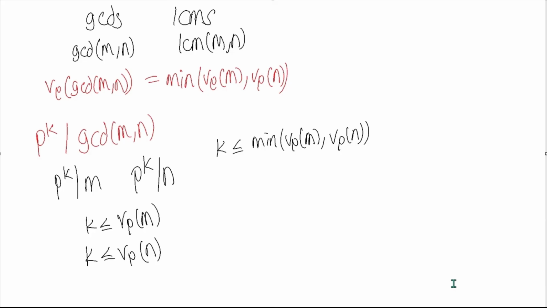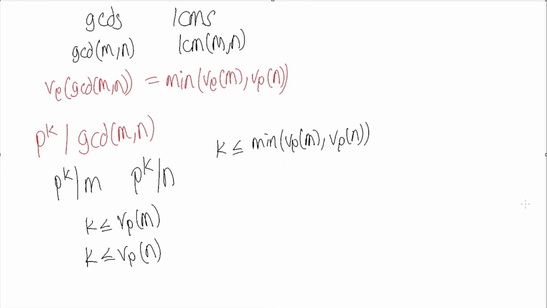And then with this, it is enough to prove that these two quantities are equal. You can use a very similar argument to end up showing that nu-p of the LCM of m and n is equal to the maximum of nu-p of m and nu-p of n. So the GCD gives the minimum while the LCM gives the maximum.